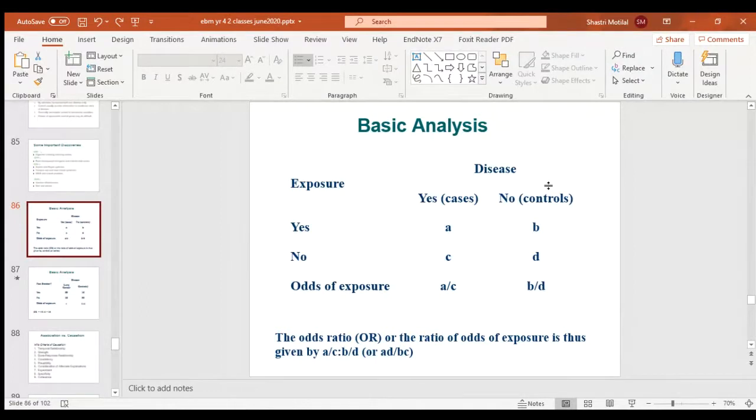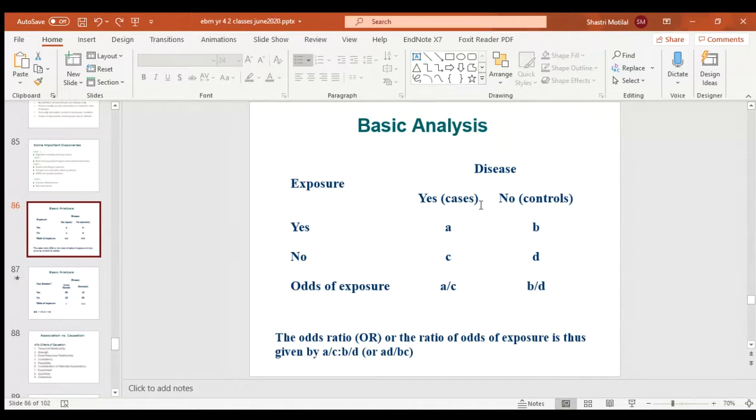In the RCT and cohort, what we saw here, we saw exposed versus non-exposed. So note this table is different. Here we see the exposure now is on the left. It's not at the top of the table. So what we calculate from this example is something called an odds ratio.